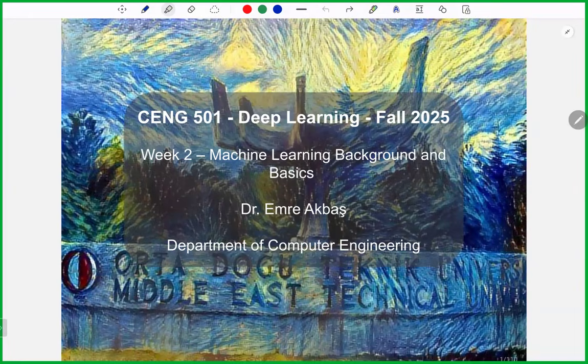Is it visible from the back? It's not very bright. Are you sure you can see it? There are empty seats here. Okay.